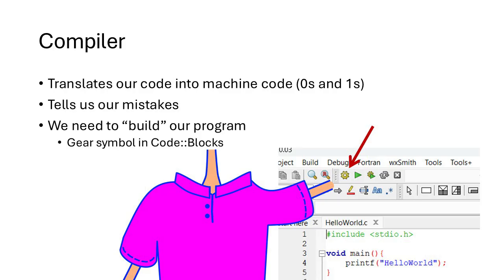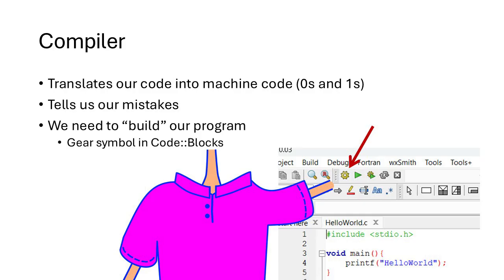But first, we need to discuss what a compiler is. A compiler is like a translator. It converts our written source code into machine code, which only consists of zeros and ones. In addition to that, the compiler tells us our mistakes. That means if, for example, we wrote a word wrong and try to compile the program, we will get a compiler error. Before executing our program, we need to build it. That means to compile the code and make an .exe file out of it.